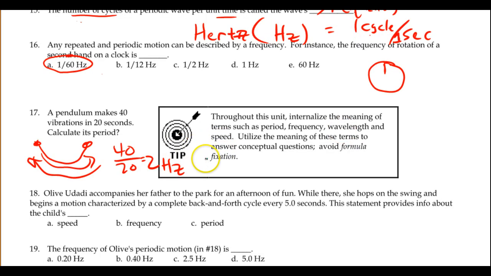Now, another term that we're going to need to use is period, and the frequency is equal to the inverse of the period. So if you have a frequency of 2 hertz, 2 cycles every second, then that means it would take 1/2 of a second to make 1 cycle. So that's an important relationship between frequency and period.